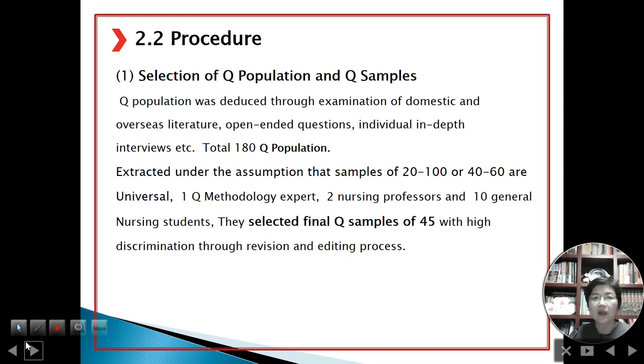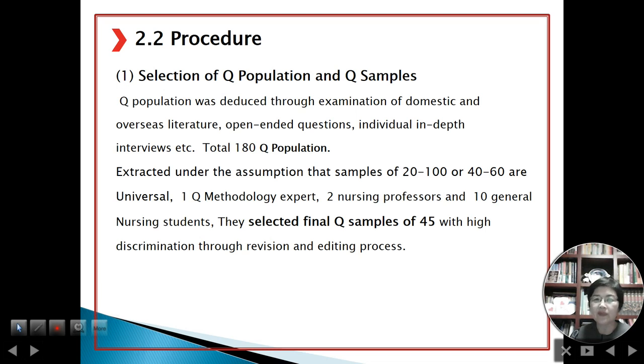Procedure. Selection of Q population and Q samples. Q population was deduced through examination of domestic and overseas literature, open-ended questions, individual in-depth interviews, etc. We chose a total of 180 Q population, extracted under the assumption that samples of 20 to 100 or 40 to 60 are universal.